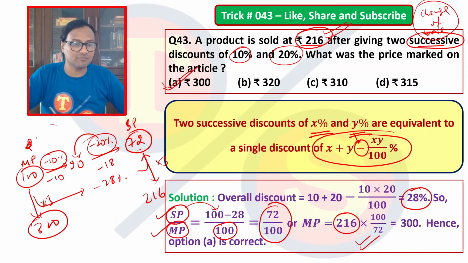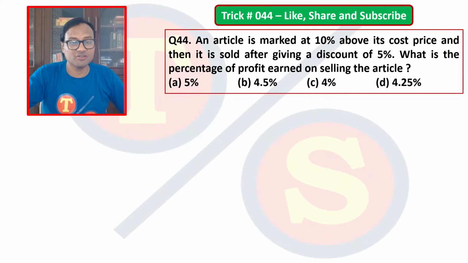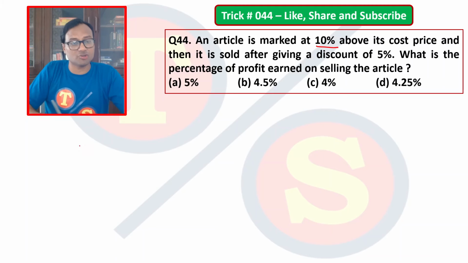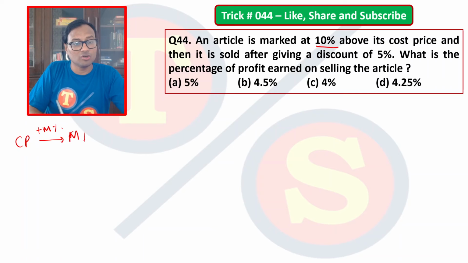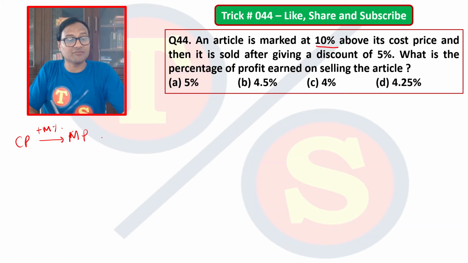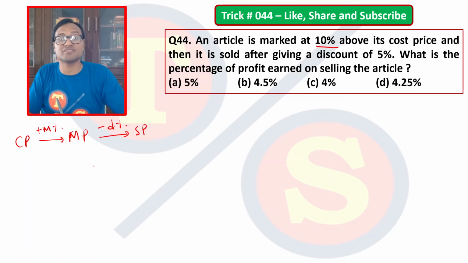The same idea is there in this diagram. The same idea has been turned into the shape of a formula. Then if I see question number 44, an article is marked, sorry, at 10% above its cost price. So first of all, we have some cost price. We take some m% and increase it to mark some price on the product. Suppose that is the mark price of the product. After that we give some discount of d percent, and then finally the selling price is arrived at.